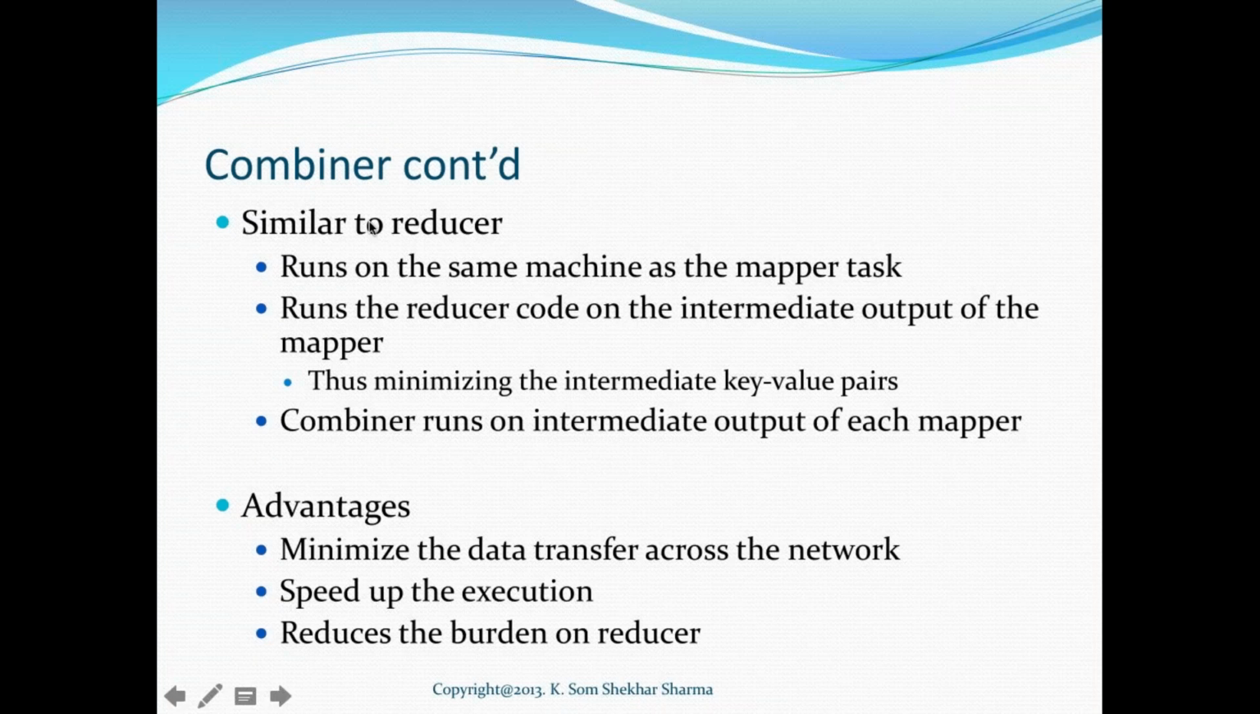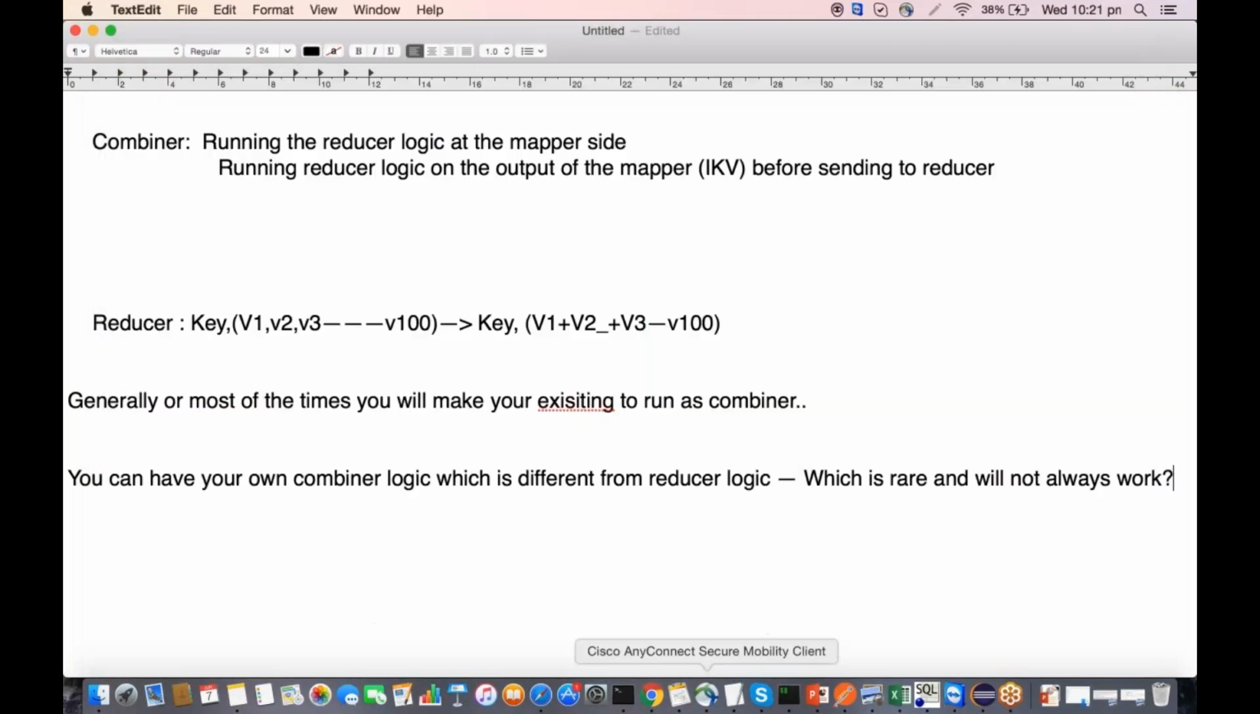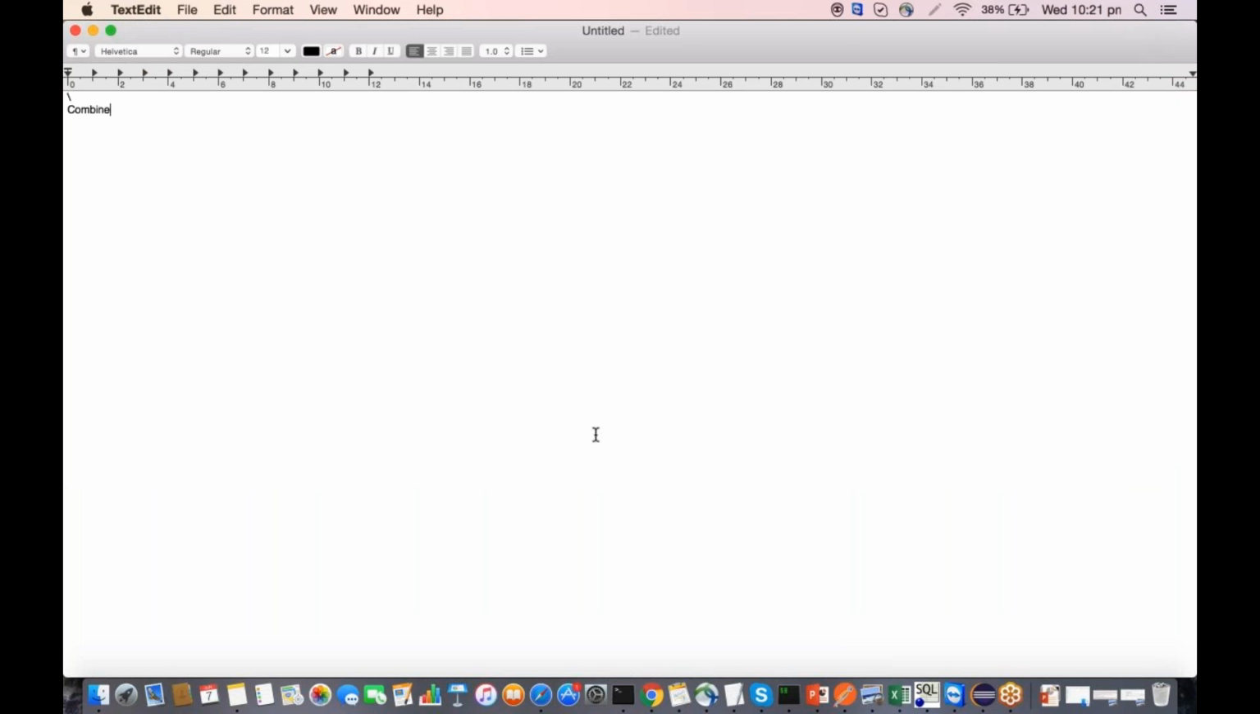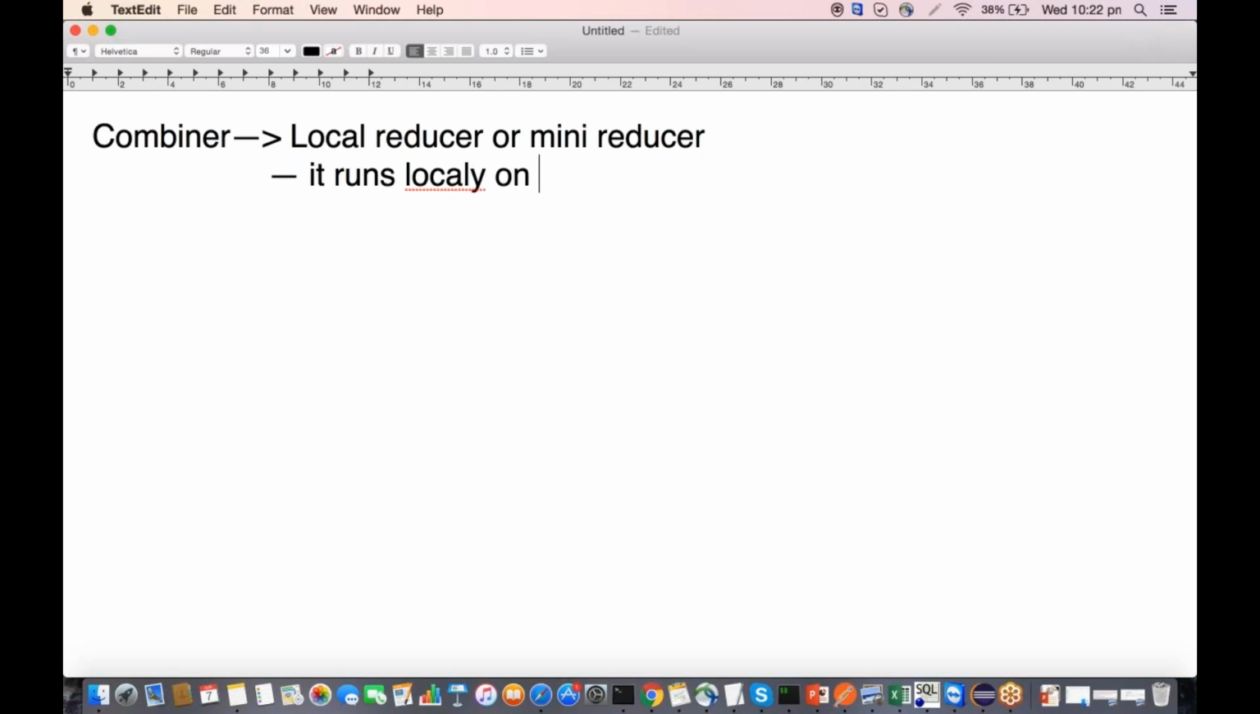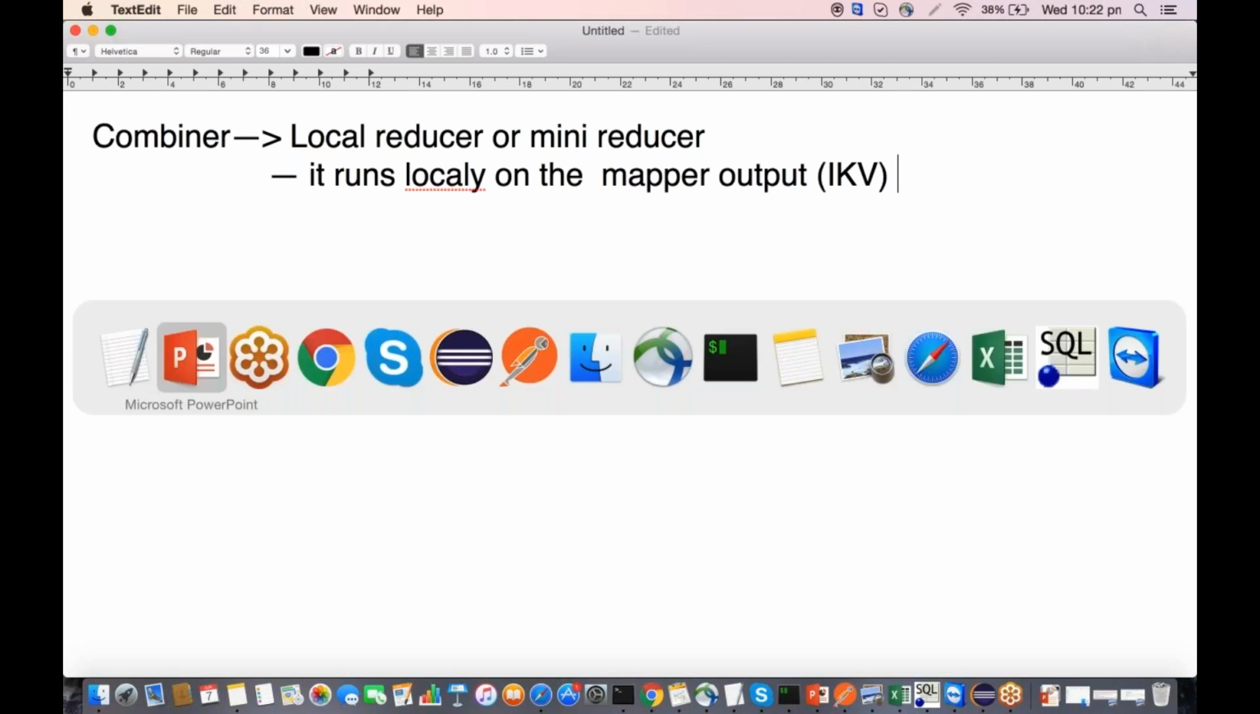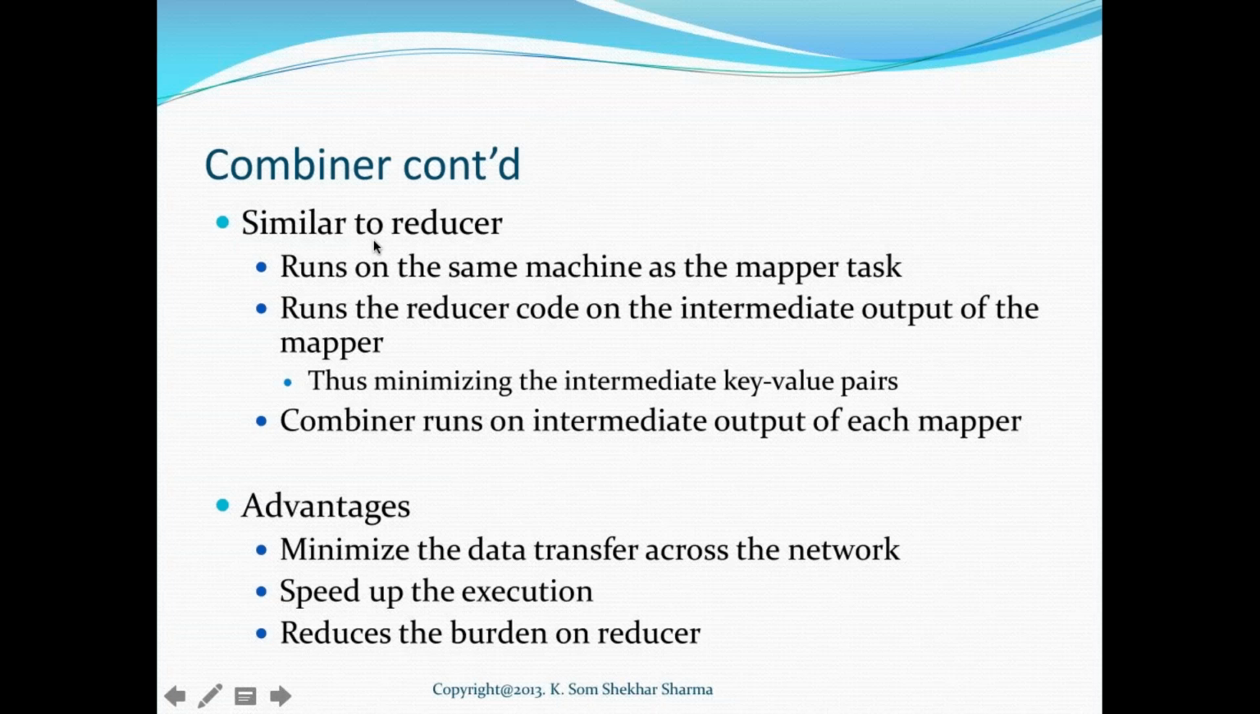So the combiner is similar to a reducer, and it is sometimes known as a local reducer or mini reducer. The reason is it runs locally on the mapper output, and the mapper output is termed intermediate key value pairs or intermediate data. So when you do the aggregation on the mapper side, it will reduce the number of key value pairs, and it will minimize the network bandwidth consumption.